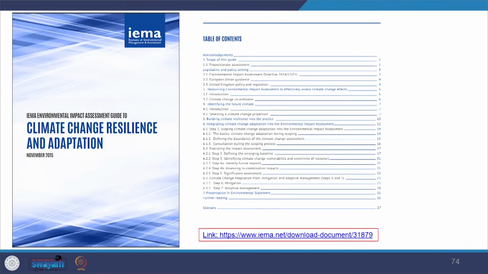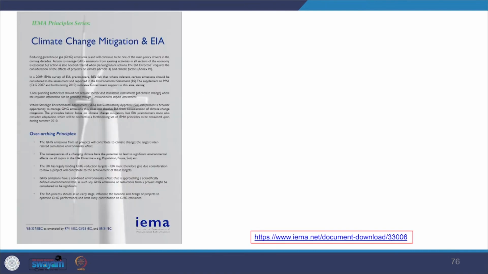Further, we see the Institute of Environmental Management and Assessment, IEMA, has also prepared detailed practice guidelines on integrating climate change adaptation into EIA, so how that can be integrated in the process. You can see the snip of the report here, the link is provided to you. They also provide climate change mitigation principles, and they are also making a guideline on this. So you can see here.